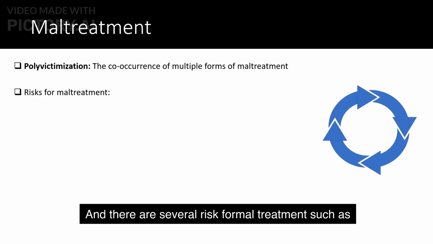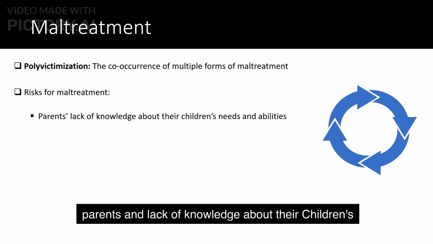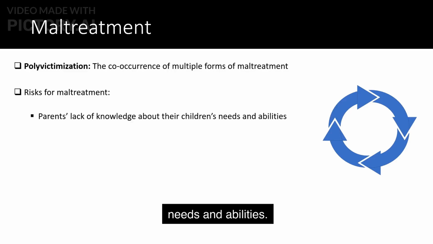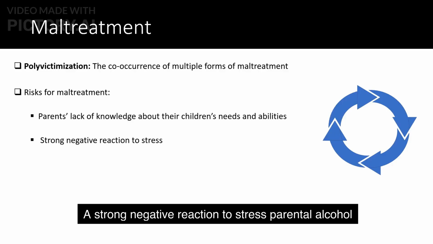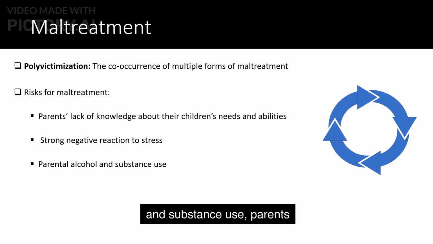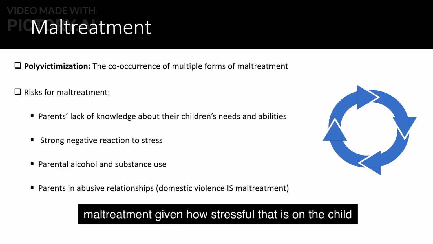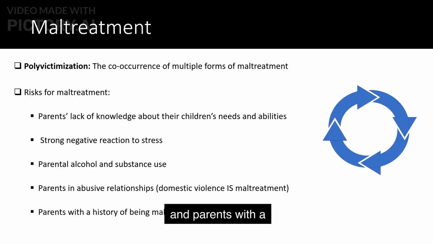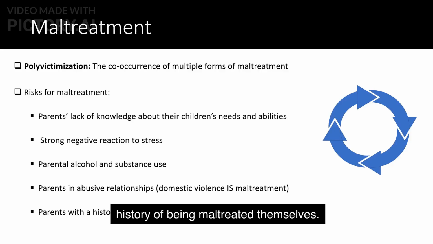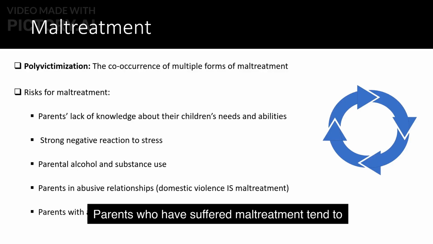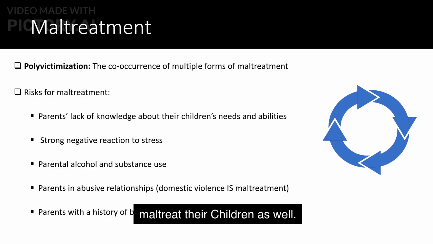And there are several risks for maltreatment, such as parents' lack of knowledge about their children's needs and abilities, a strong negative reaction to stress, parental alcohol and substance use, parents that are in abusive relationships themselves. We do consider domestic violence to be a form of maltreatment, given how stressful that is on the child. And parents with a history of being maltreated themselves. Parents who have suffered maltreatment tend to maltreat their children as well.